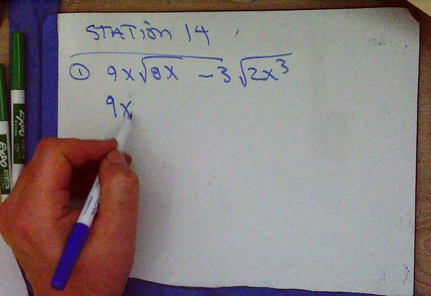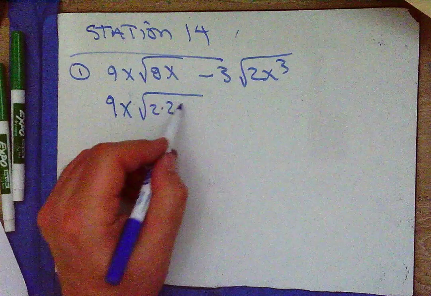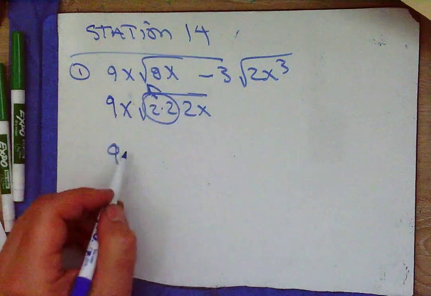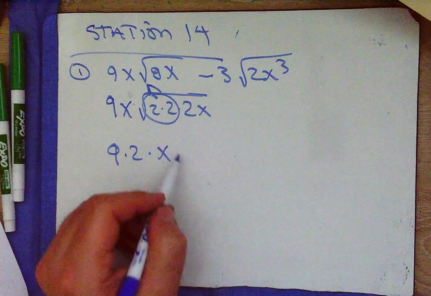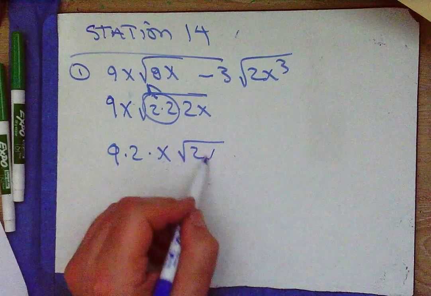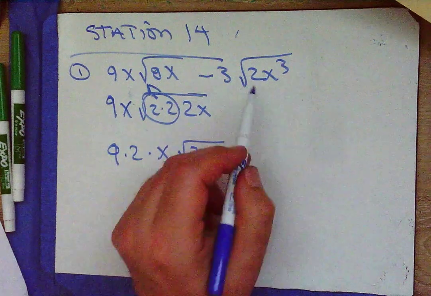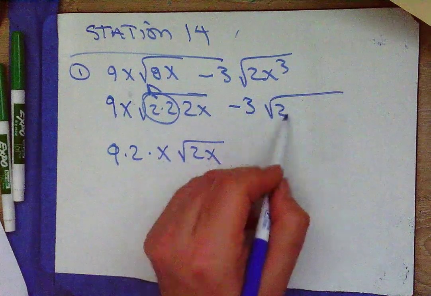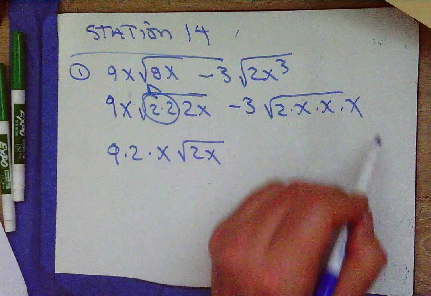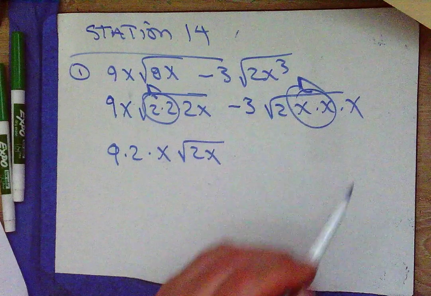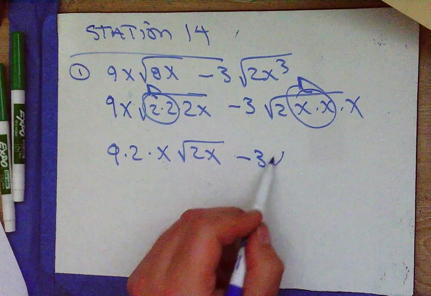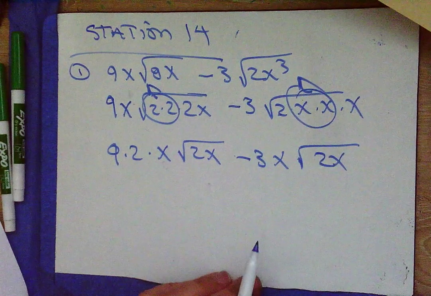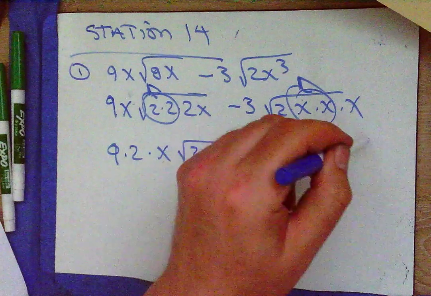So 9x, this is 2 times 2 times 2 times x. I can take a 2 out. So I'm going to have 9 times 2 times x. And what's left over? 2x under the radical. Here, I have my minus 3 still, but I have 2 times x times x times x. And I can pull an x out. And so then I'm going to have minus 3x square root, and what's left over? A 2x.